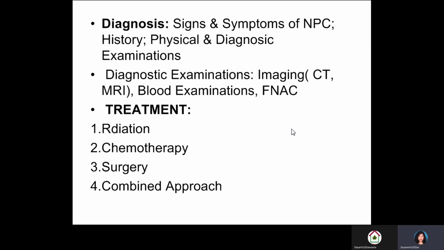So there are some diagnostic criteria. What are these? Number one, which is the very important feature in the diagnosis of NPC, is actually history. So this is the number one helpful tool in the diagnosis of NPC. History means exposure to EBV or Epstein-Barr virus, or exposure to any place where there is a prevalence of NPC.